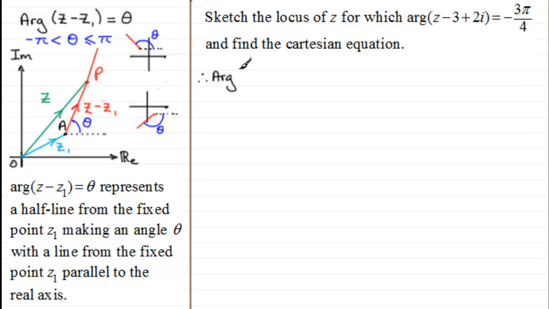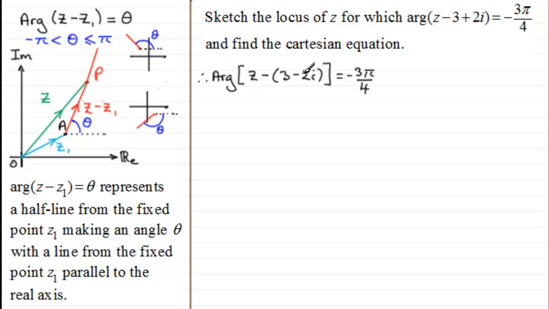We just need to write this as the arg of z minus, and then we just put this in brackets, we change this to 3 minus 2i, so that it falls out giving us exactly the same result as this. And this equals minus 3 pi upon 4 radians. So we've got this now in this particular format. So that means that z1 is this complex number 3 minus 2i.